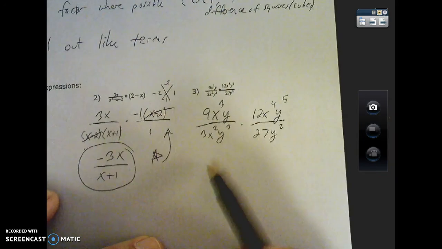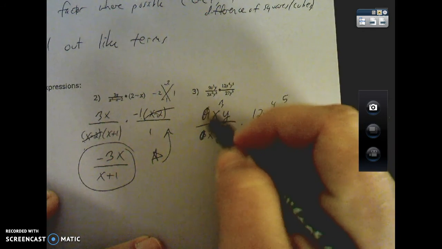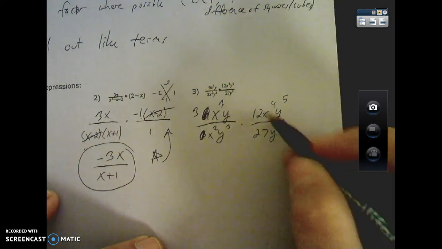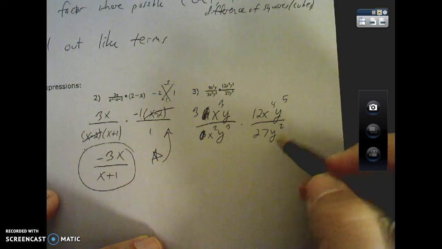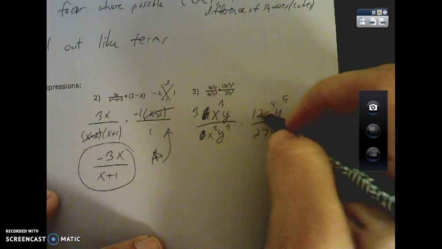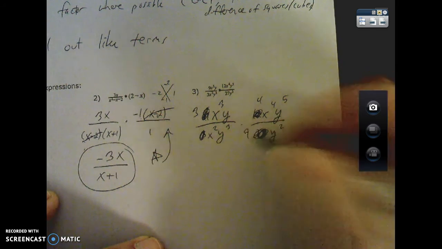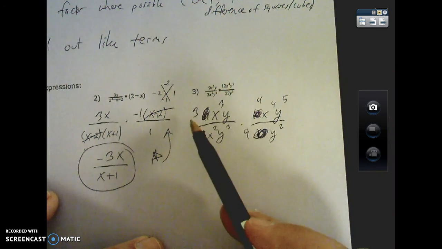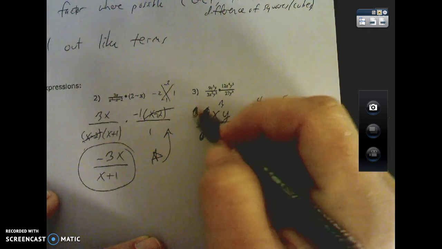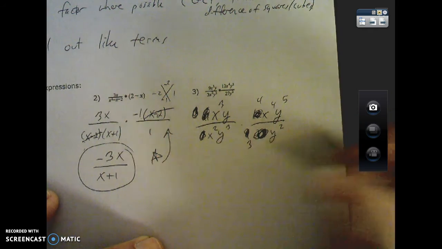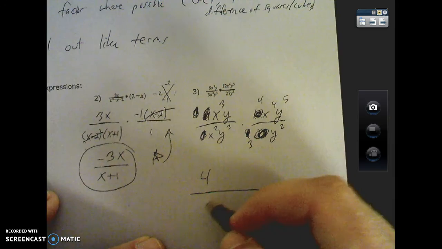Okay, 9 over 3. I can reduce that down to 3 over 1. 12 over 27. What number can go into both of those? 3. So I get 4 over 9. Okay. And then I have 3 over 9, which can reduce down to 1 over 3. Cool. So my numbers are 4 over 3.